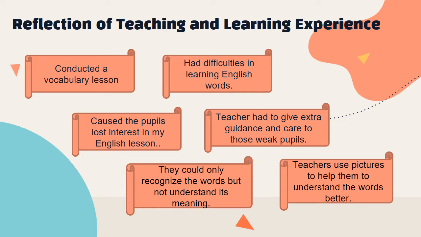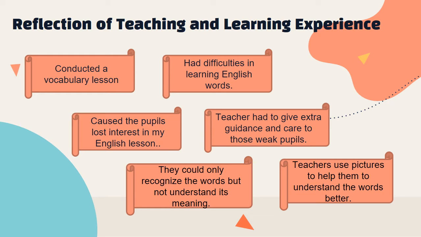So I conducted a lesson on vocabulary for my year 4 pupils. The low proficiency pupils did not even know the meaning of those words. For example, I showed them the word playground. They cannot understand the meaning of a playground. They know that this is playground, but they had difficulties in learning English words, and they did not know how to use the word correctly. They can only recognize the words but cannot understand their meaning. So this often causes the pupils to lose interest in my lesson.